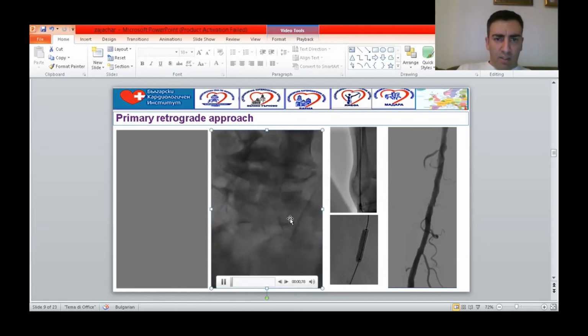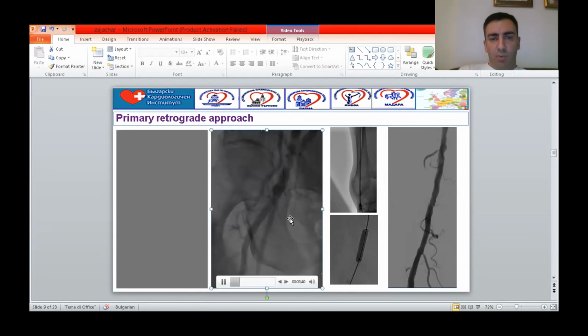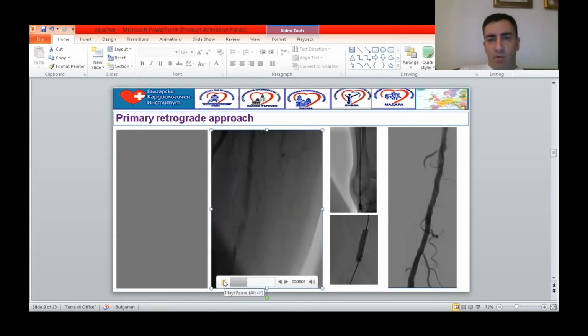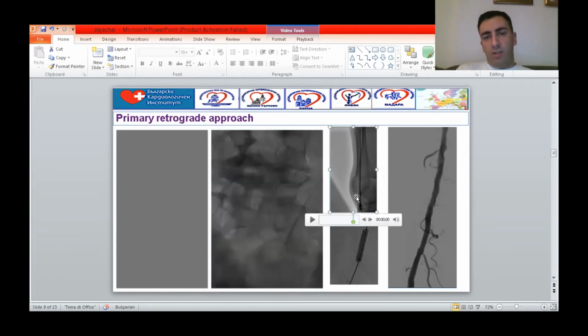Here we can see that the anterior tibial and fibular artery are patent. Posterior tibial was occluded, so we don't have much options here for treatment of this lesion because there is a bypass to common femoral artery. Also, we cannot make crossover, so we decide to go directly retrograde from anterior tibial artery, balloon dilatation, and this is the final result.